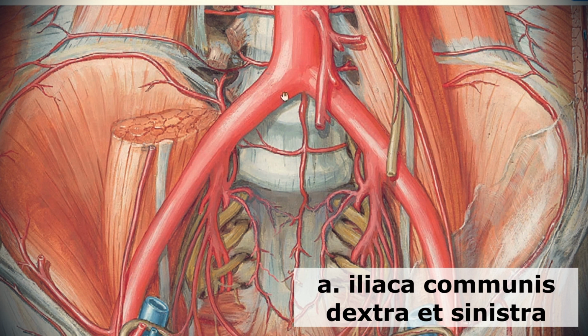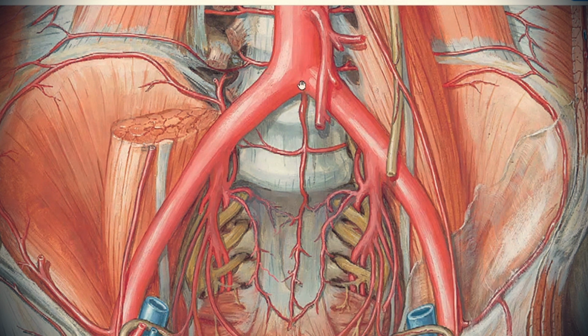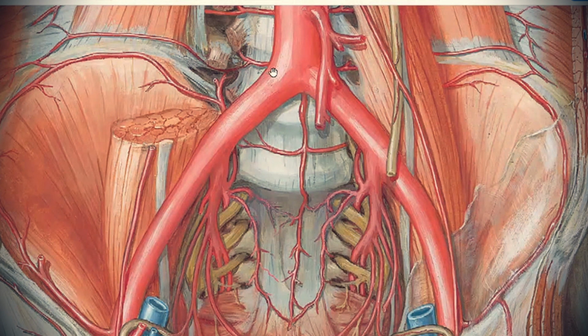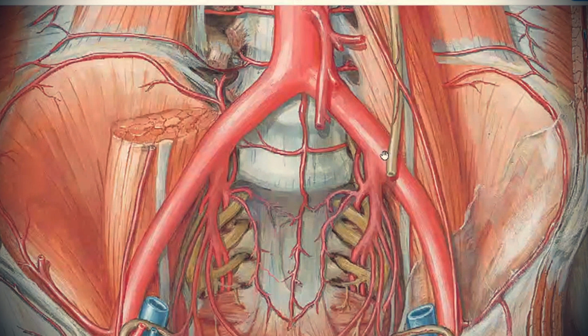They give no branches, but from the level of bifurcation of aorta, as you can see here, one small vessel will go down on the anterior surface of sacrum, of sacral bone. It calls arteria sacralis mediana. It supplies this wall, posterior wall of pelvis, and that's all. Common iliac arteries give no branches.